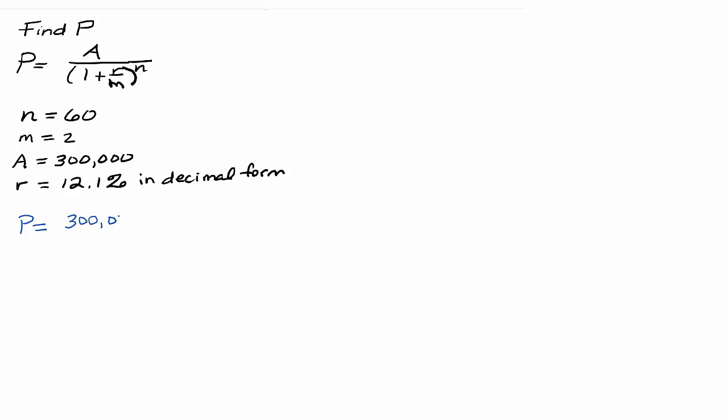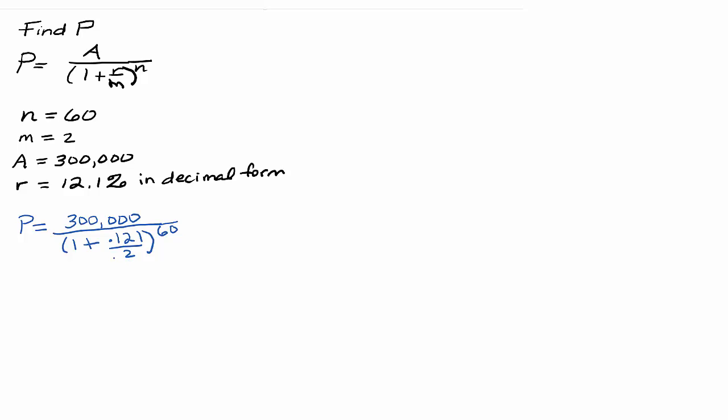So A is 300,000 here. We're going to have 1 plus, now R is 0.121 because we want the decimal form. In the instructions they tell us to use the decimal form, divided by 2, which is M, and raised to the 60th power. Okay, so when we have an expression like this, we want to plug it into a calculator.